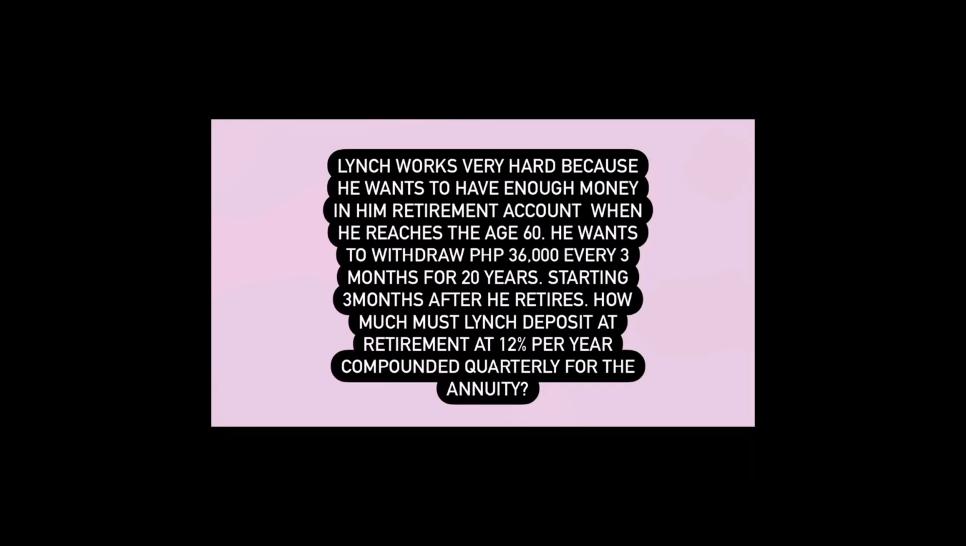Lynch works very hard because he wants to have enough money in his retirement account. When he reaches age 60, he wants to withdraw 36,000 every 3 months for 20 years, starting 3 months after he retires. How much must Lynch deposit at retirement at 12% per year, compounded quarterly for the annuity?